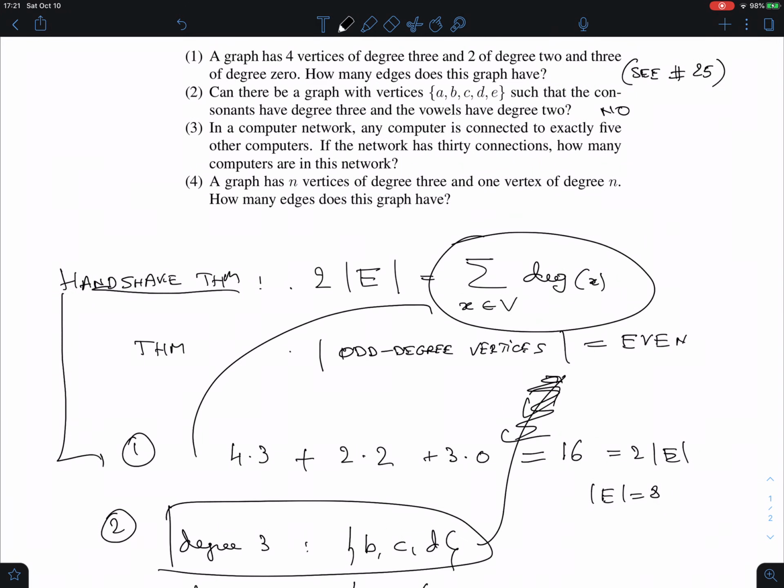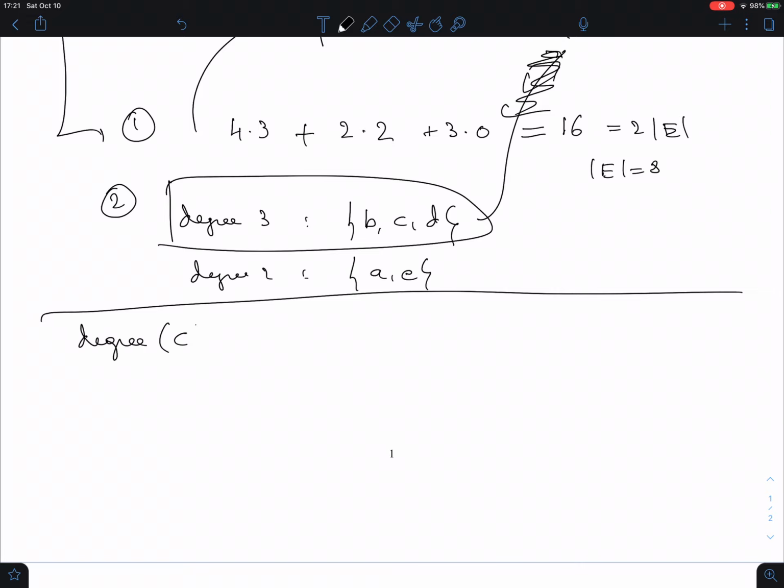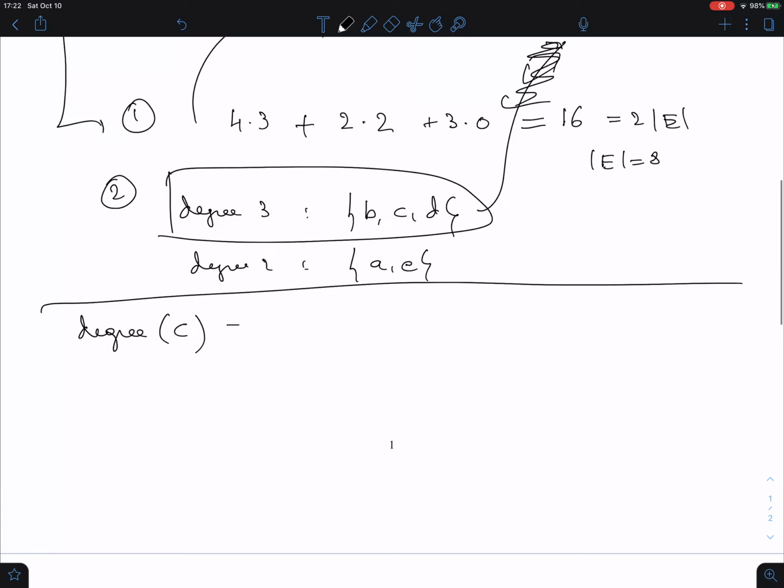In a computer network, any computer is connected to exactly 5 other computers. If the network has 30 connections, how many computers are in this network? Okay, we clearly have, again, something about the degree. So what's the degree of a computer here? Let's call them C. Any computer is connected to exactly 5 other computers. So the network, of course, has an edge if there is a connection. That's, I hope, clear. That's what a computer network looks like, right? So I'm saying exactly there are 5 other computers. Every computer has degree 5.